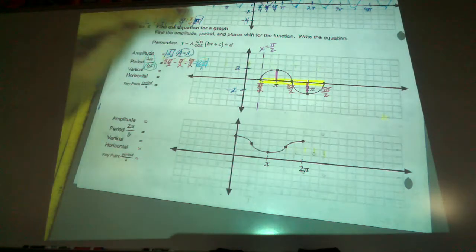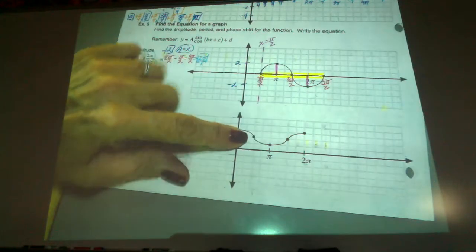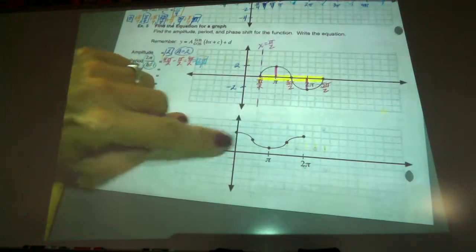Okay, so the reflection of the cosine, remember we did. So here's your cosine. If that were reflected, this would be up, and that would be down.